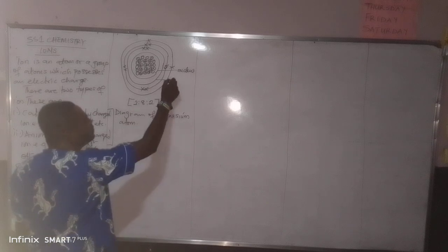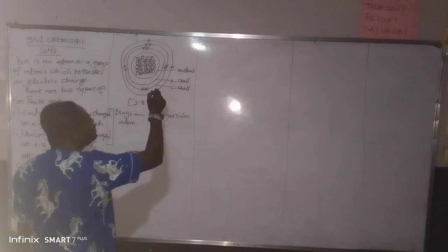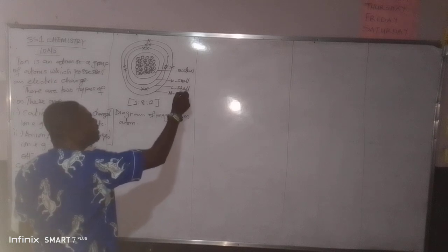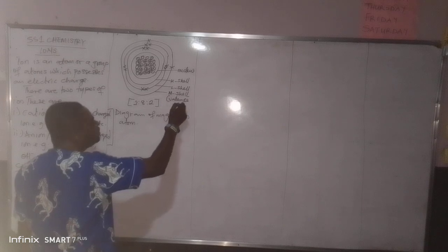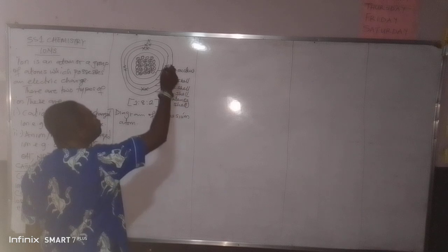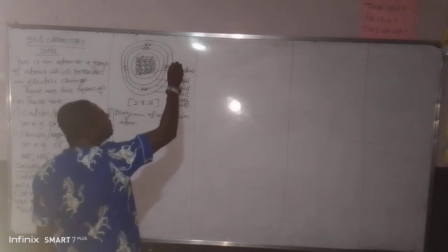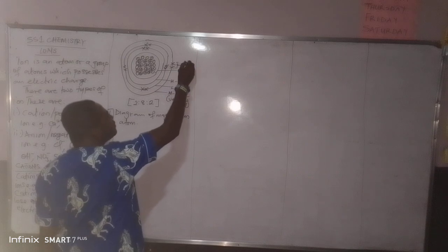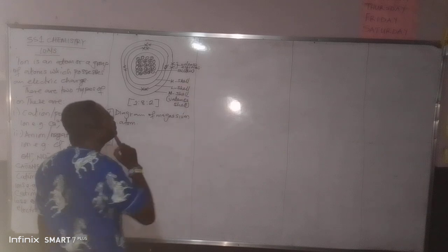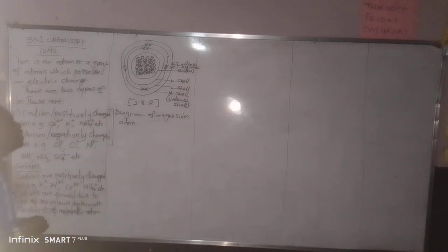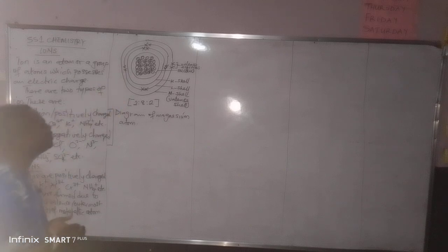This is the K shell. This is the L shell. This is the M shell. Don't forget that the M shell now is the valence shell, that's the outermost shell. So the two electrons in the valence shell are called valence electrons. Now, this atom is electrically neutral because it has equal number of positive and negative.